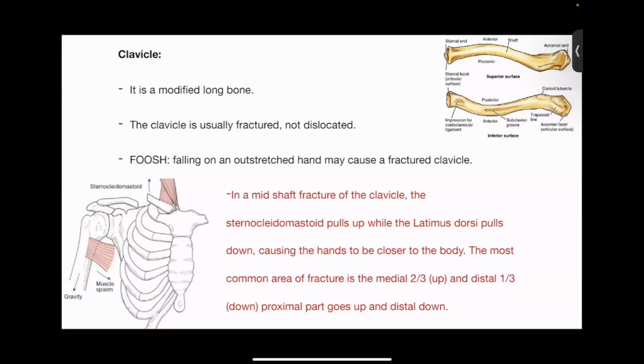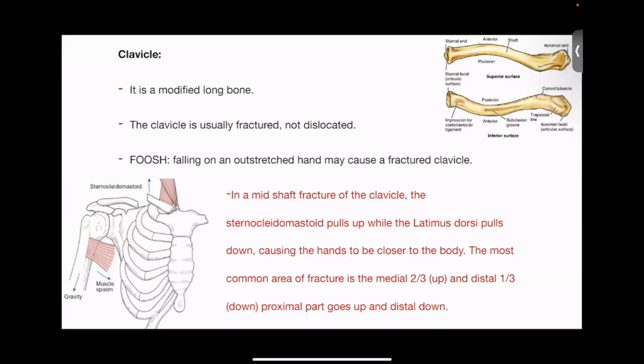Okay, so let's start. First of all, let's start with the clavicle. I'm pretty sure you have done this in the anatomy lecture. The clavicle is just a modified long bone, and the important thing about it is that it's usually fractured. So you basically fall on your outstretched hand, and that leads to a fractured clavicle.